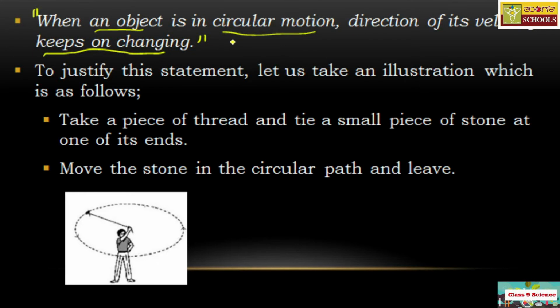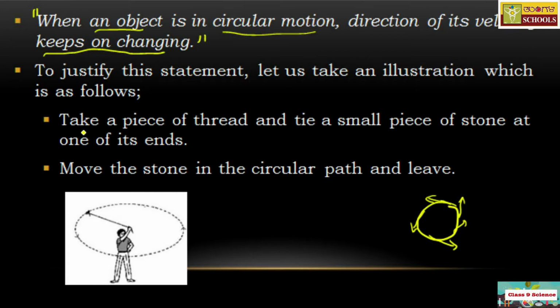So what do you mean by this? It means when the object is in circular motion, its velocity, or you better call its direction, is always changing. So always changing means what? It is like this. To justify the above statement, let us take an illustration for that.